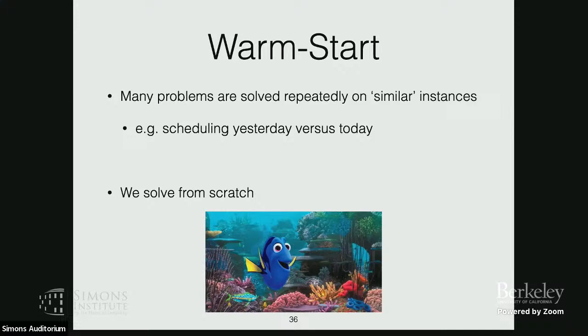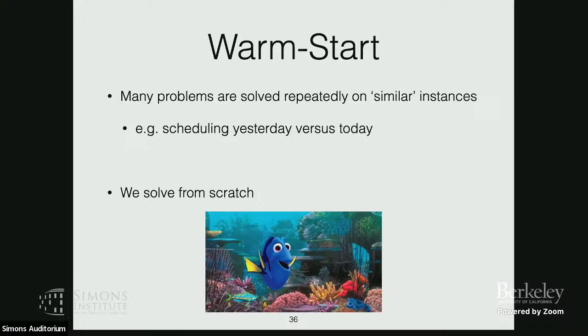So we're like Dory here. We get a new scheduling instance, we totally forget about the jobs we scheduled yesterday. Why are we doing that? Why not use some of that information to help us solve our problems in the future? And so that brings us to the idea of warm start. So maybe we can warm start the algorithm with something from the past.